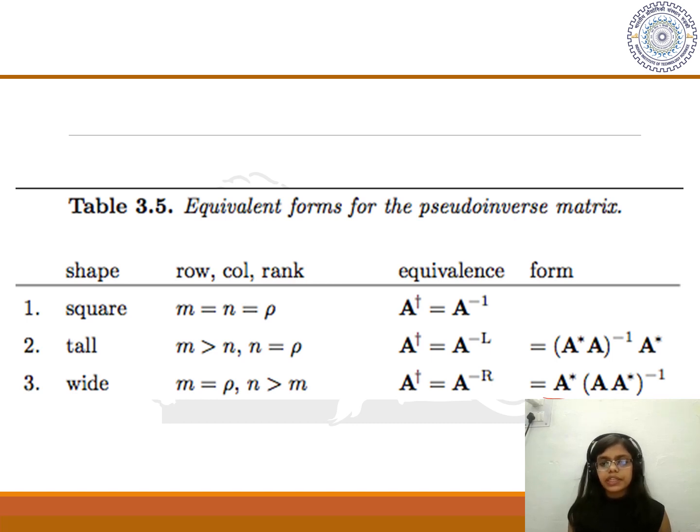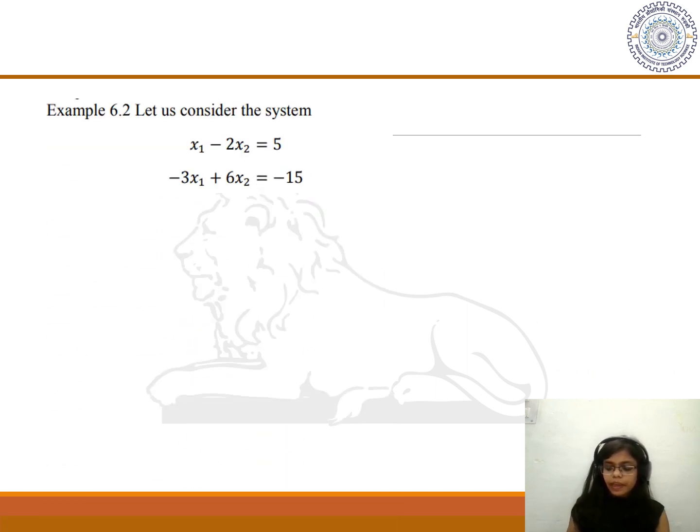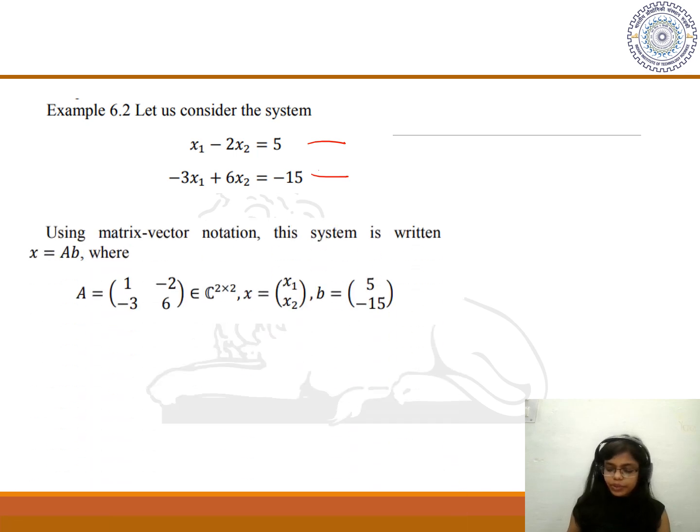So next we are gonna solve a system of linear equations. Here we have our two equations. First of all, let's write them into matrix vector notation. And here is our A, X, and B. And our goal is to find a vector X.